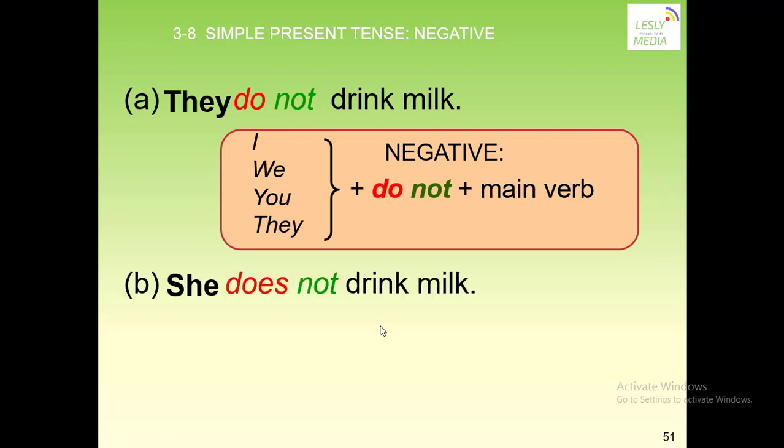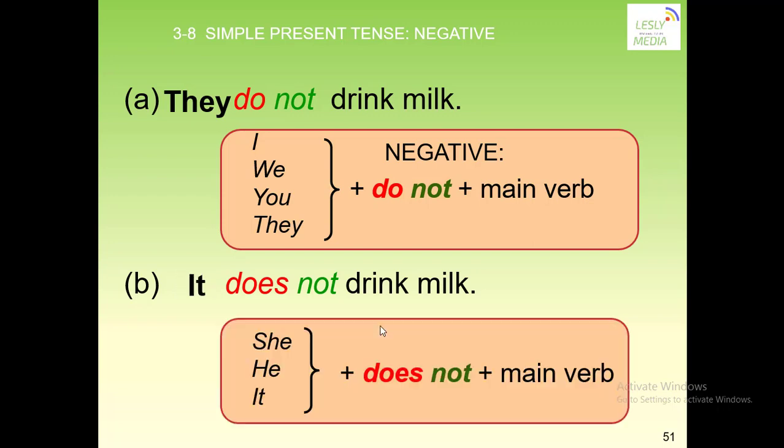Okay, how about if the subject is she? She doesn't drink milk. He doesn't drink milk. It does not drink milk. So she, he, it does not drink milk. Okay, pay attention. If the subject is I, you, we, they, you will use do not for making the negative sentence. After do not, you have to add the main verb. Next, if the subject is she, he, it, you will use does not plus the verb.